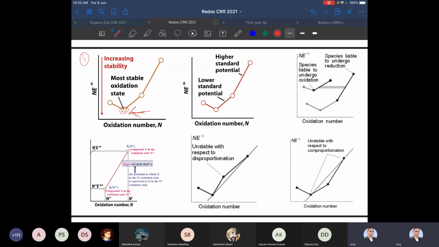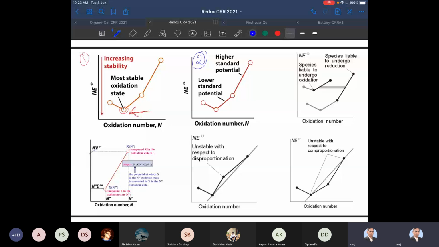Simply look at the diagram, a standard Frost diagram for nitrogen. If you look at that one, you can simply say that the species that is lying at the bottom is the stable oxidation state. Number two, from the slope, it's obvious. From the slope, you will be able to find out the standard reduction potential, whether it's a high reduction potential or low reduction potential.